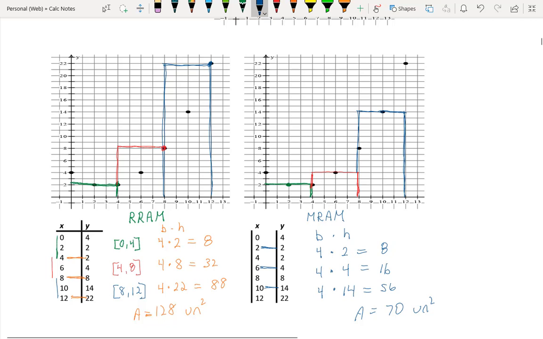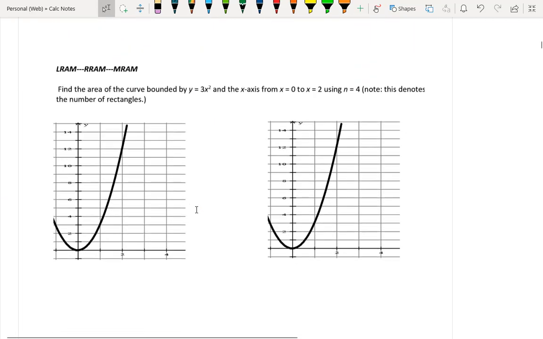Or did I add that up wrong? Maybe it's 80. It's 56. Yeah, it's 80 units squared. Okay, so that's a visual of how you do that. Now, that's pretty easy to do if we have nice little intervals and we can see all this stuff. Let's take a look at the next example and see what we got going on here.